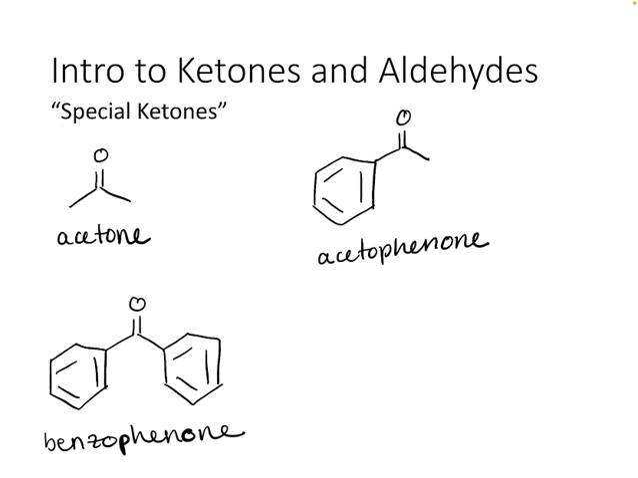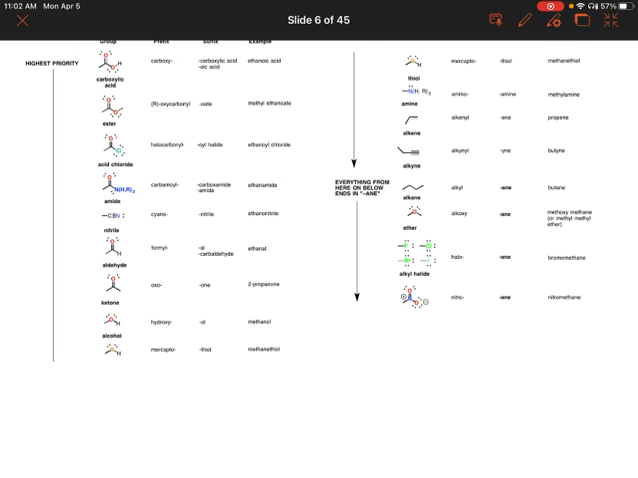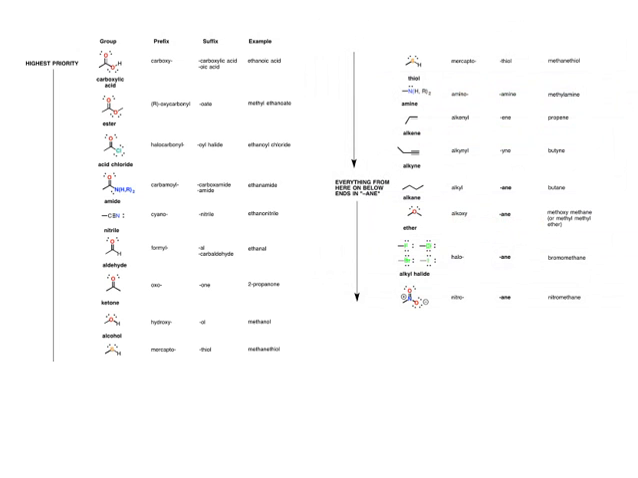All right, so what if we had a molecule with multiple functional groups attached? How would we figure out which functional group to prioritize? Well, now that we've talked about most of the functional groups, there is a big priority list that you can follow. So here, if we start on the left, we can see that carboxylic acids have the highest priority.